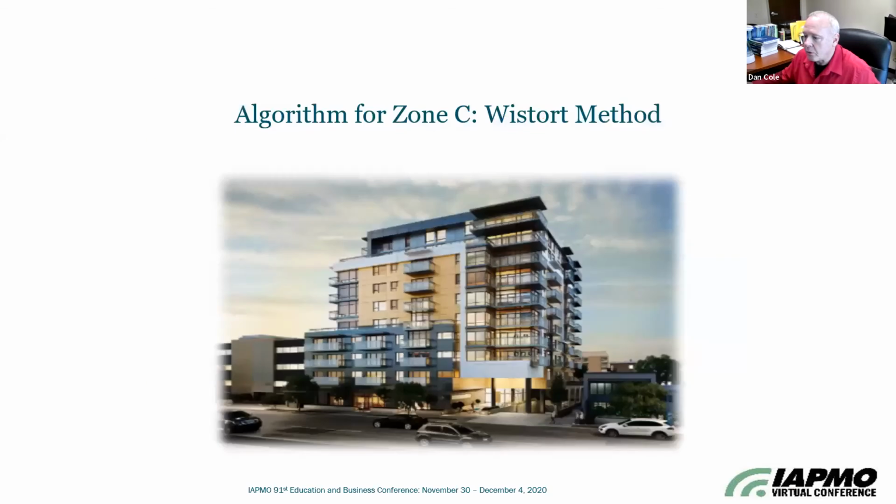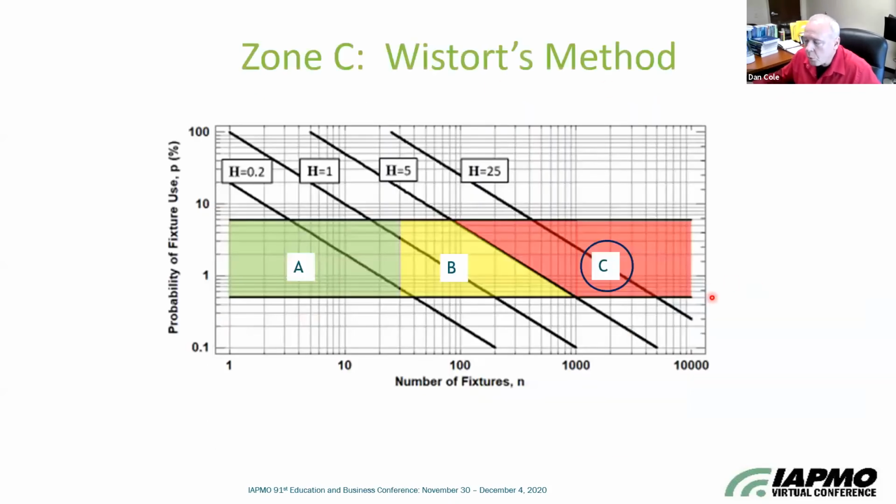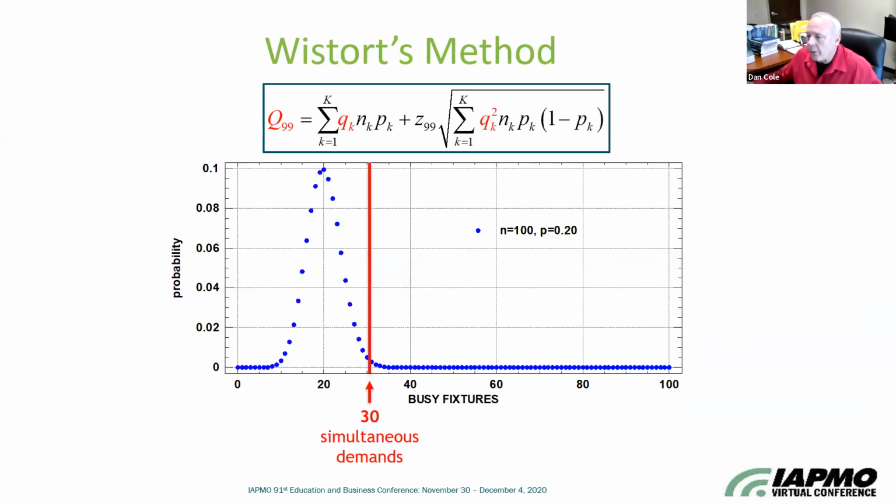So this is a very significant feature, and we'll see the significance of this as we move on to these examples. The first example, we're going to look at the large building type, the large multifamily dwellings, zone C, the red zone, where we implement the Wistort method. So we're looking at the red zone first, and then we'll work backwards. And what is the Wistort method?